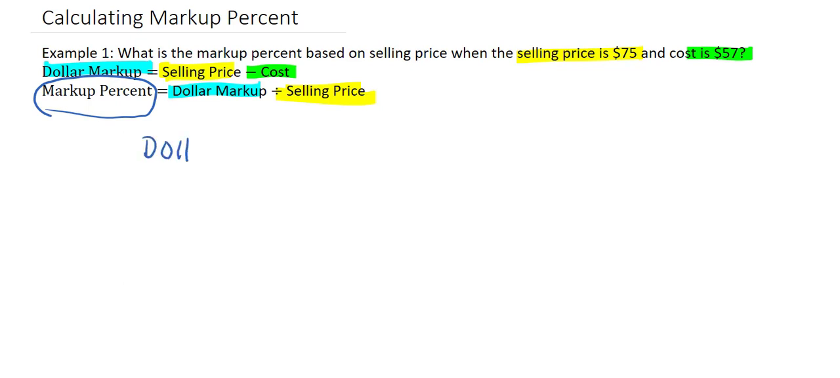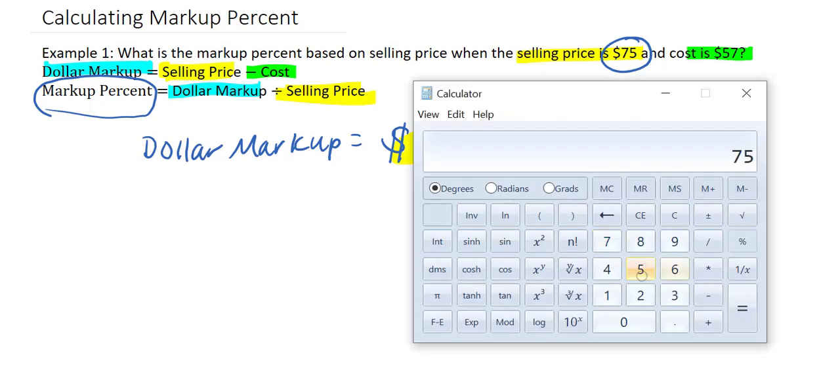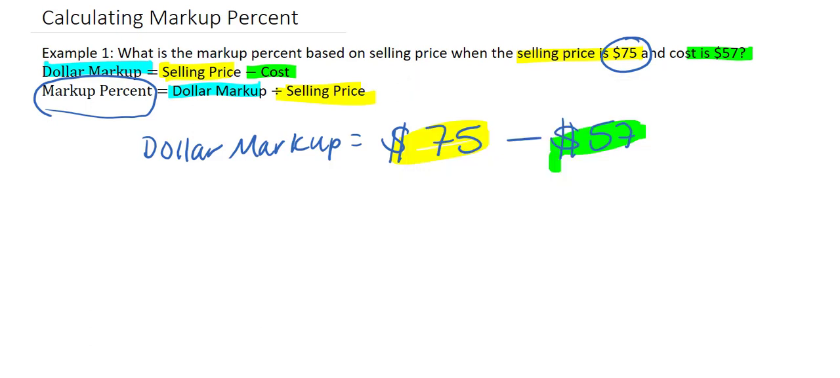So let's go ahead and start doing that. We have dollar markup, which is equal to $75 minus 57. Right, so we have 57. This is our 75. So let's go ahead and get the calculators out. So we get 18. So $18 is our dollar markup.